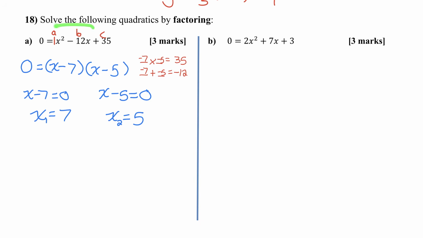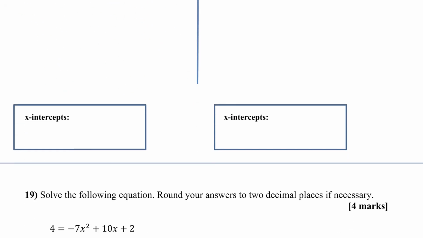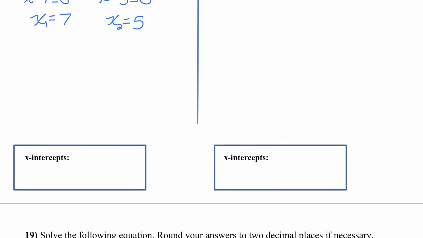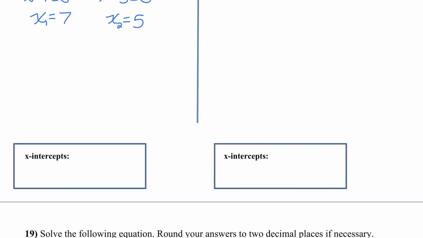You could check them both in the original equation to make sure it makes left side equal right side. And the question actually asked me to state them as the x-intercepts because they are the zeros of the parabolas. So the x-intercepts of that quadratic would be the points (7, 0) and (5, 0).